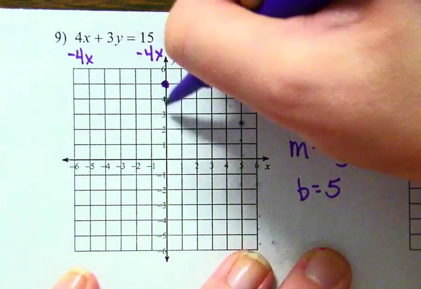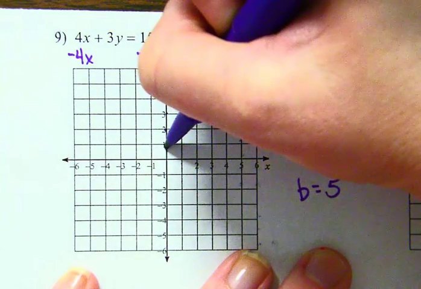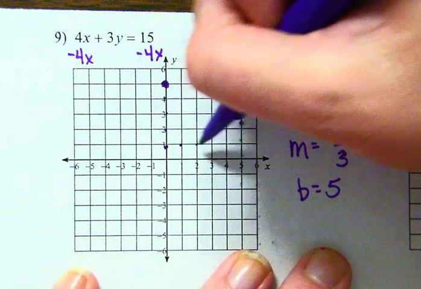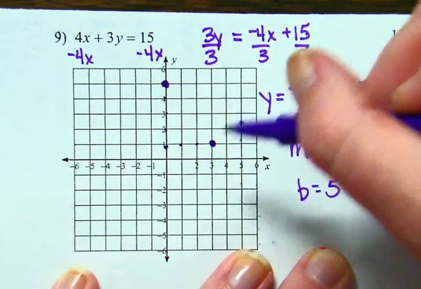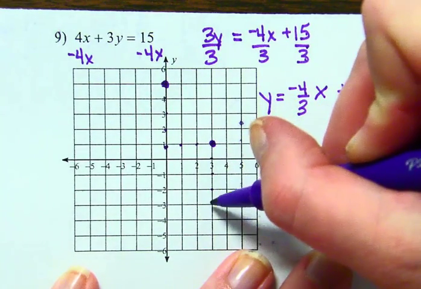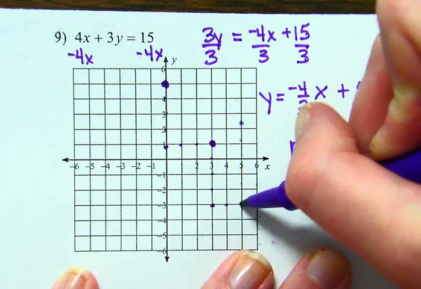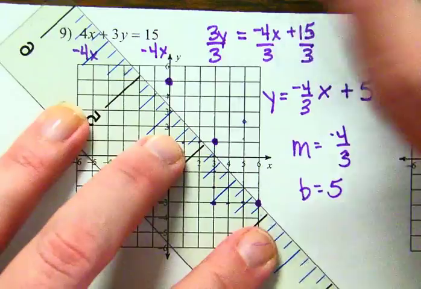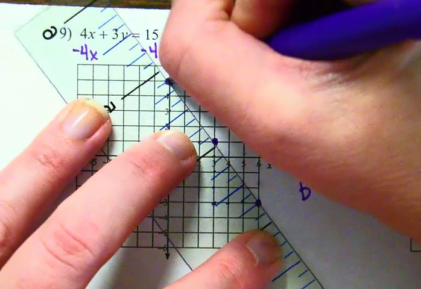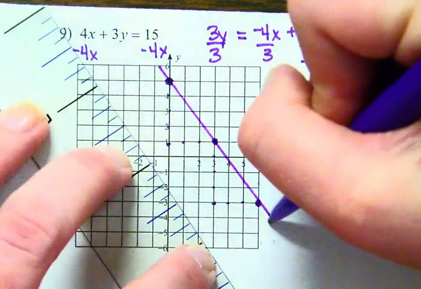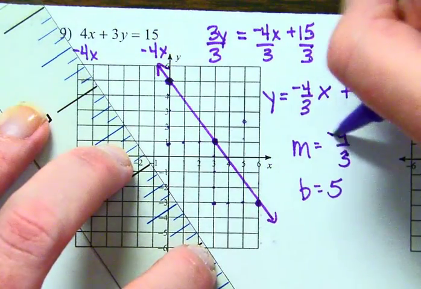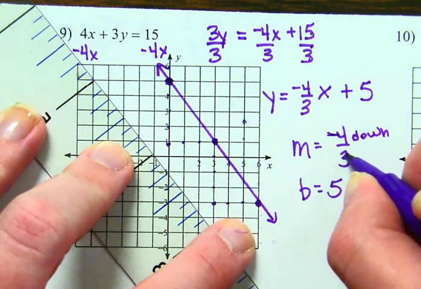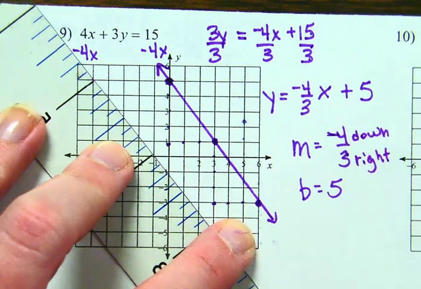Negative 4. 1, 2, 3, 4. Rise. My run is a positive right here. 1, 2, 3. Repeat. Negative 1, 2, 3, 4. Run. 1, 2, 3. Looking at my line here, it does go down from left to right. That is a negative slope. And it should be, because that's what I have here. This is down for a rise. This is right for a run.